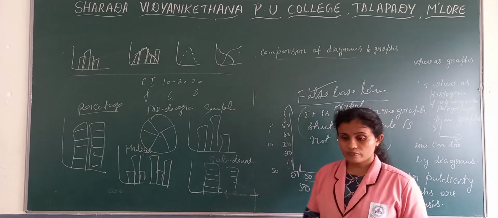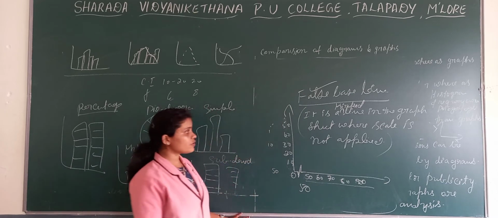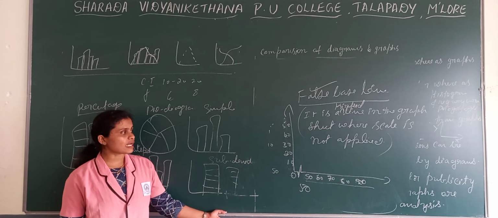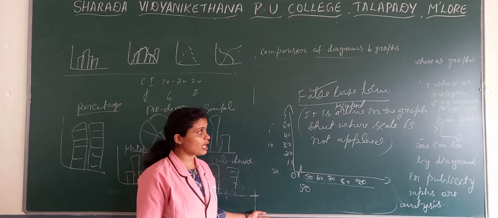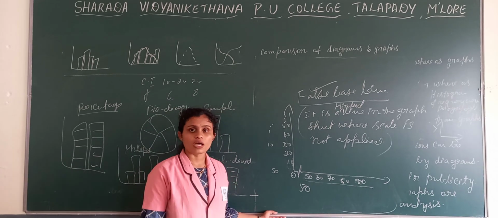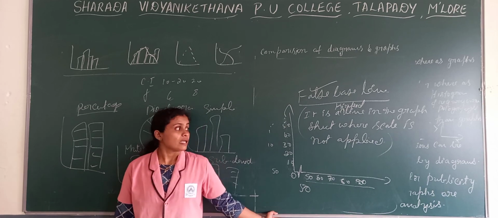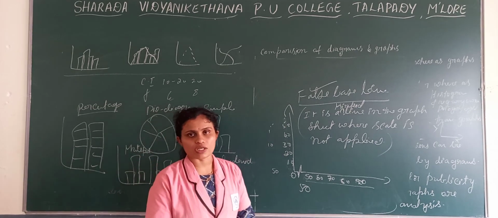So I think with this we can end the 4th chapter, that is graphical and diagrammatic representation of data. Here we have seen different kinds of diagrams and graphs. Now in the next session we will move towards the next chapter.